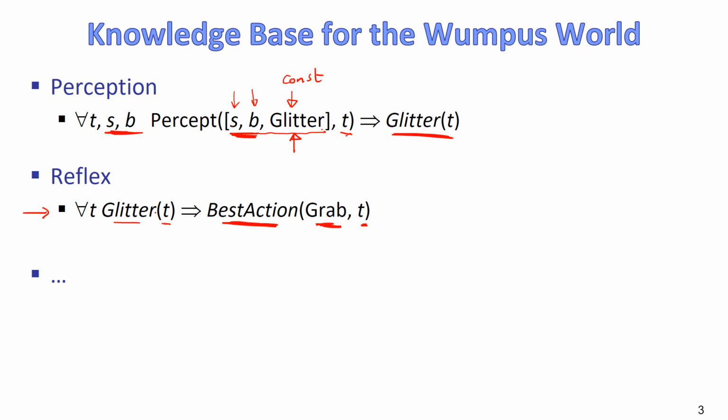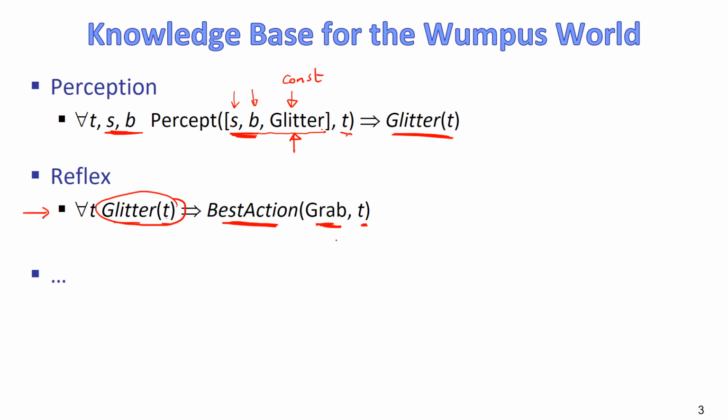It's not just syntax. Syntax by itself has no meaning, it is meaningless. You have to define the semantics behind every predicate, every function, every constant that you use in the knowledge base. So glitter of t means that the agent sensed glitter at time t. So this rule means at any time, if the agent sensed glitter at that time, then the best action to do is to grab, which means grab the gold at the location where you are now.